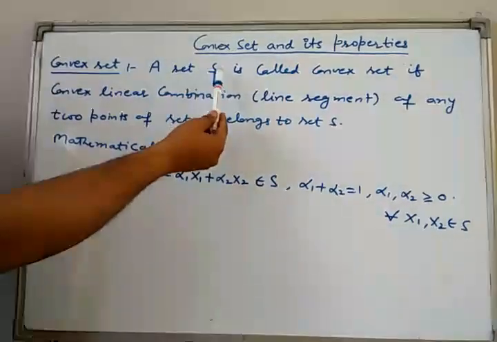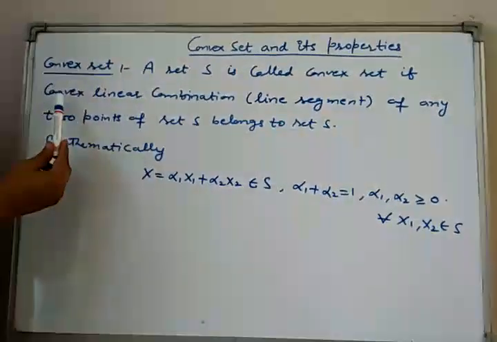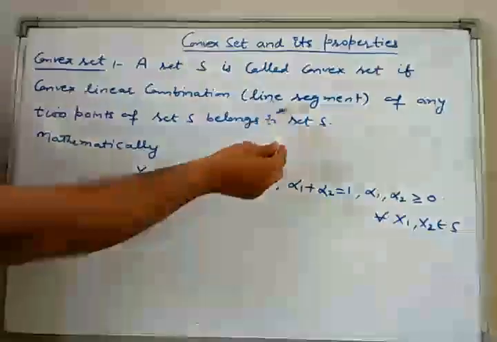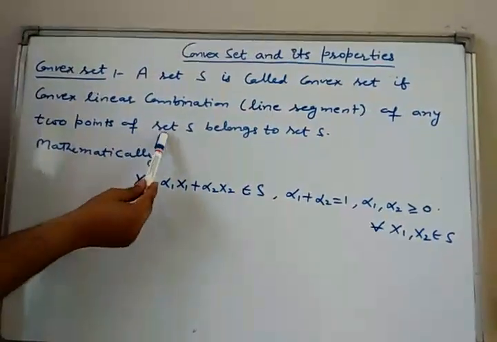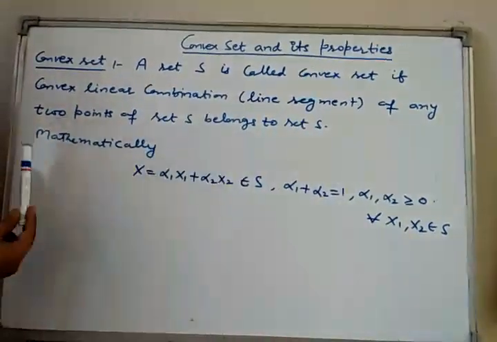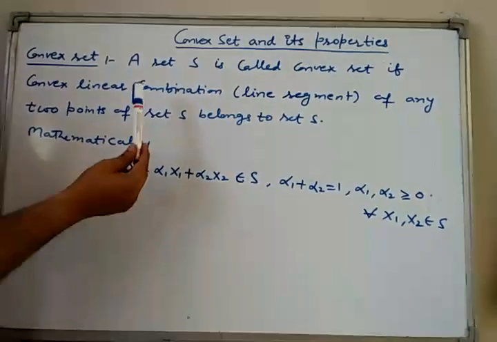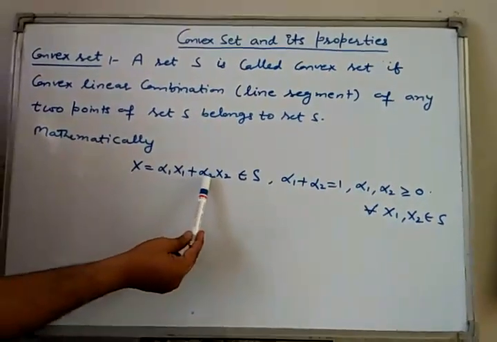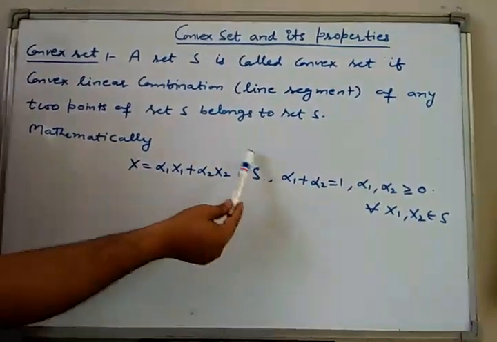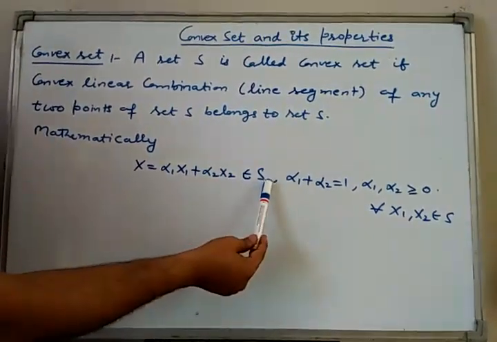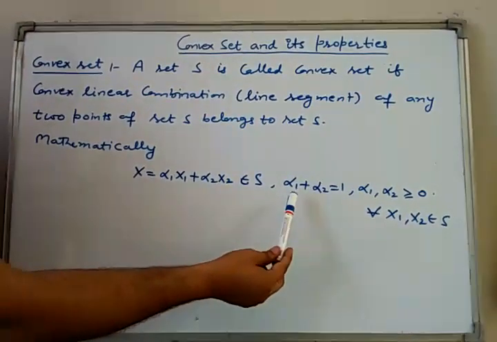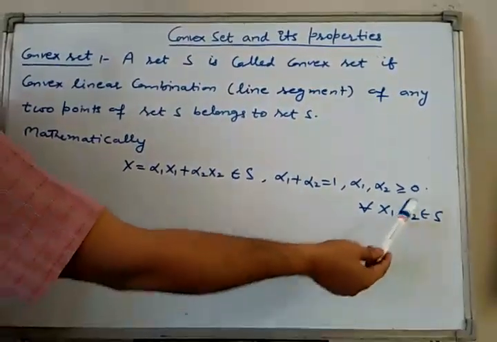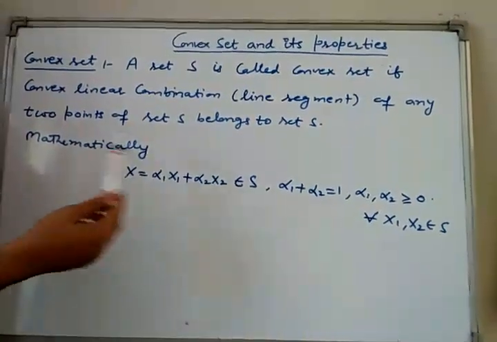Therefore, a set capital S is called a convex set if the convex linear combination, or geometrically we say the line segment, of any 2 points of set S belongs to the set S. Mathematically we can express it as capital X is equal to alpha 1 times x1 plus alpha 2 times x2 belongs to the same set S, with the condition on scalars that their sum is 1 and all scalars are non-negative, for every x1, x2 in S. Then the set S is called a convex set.